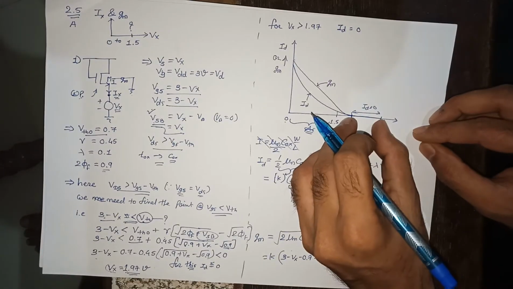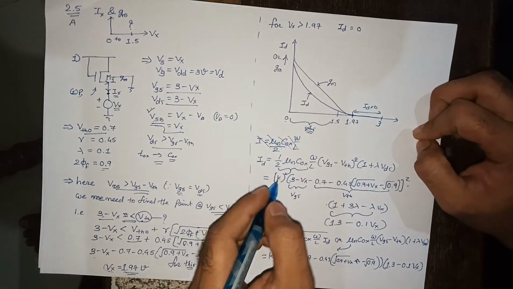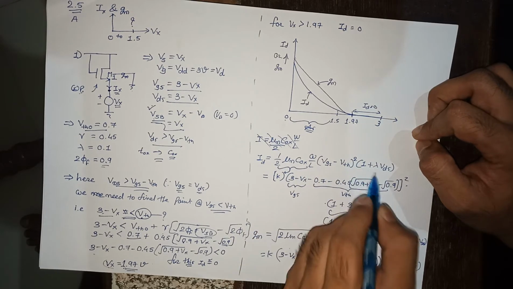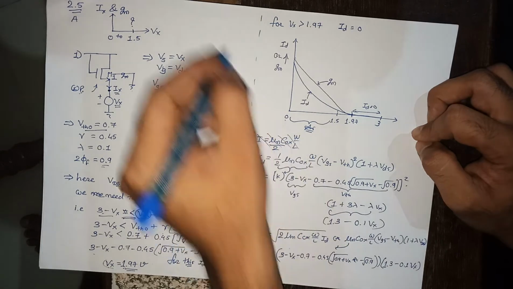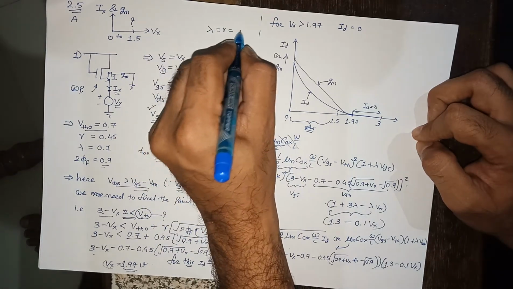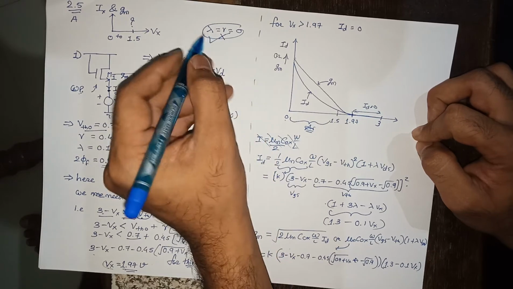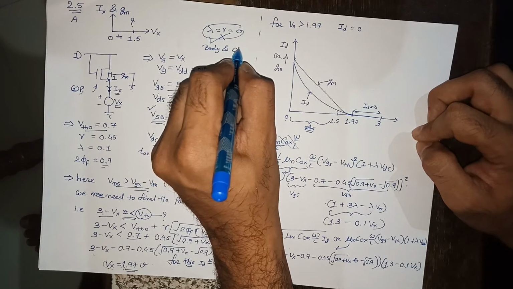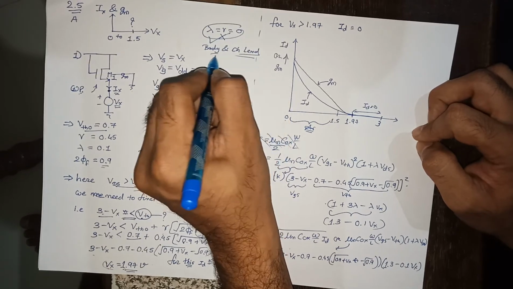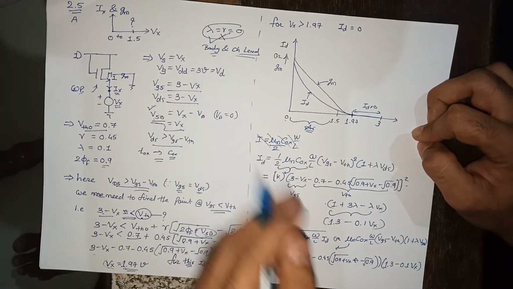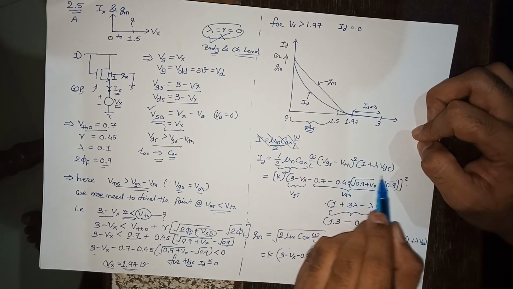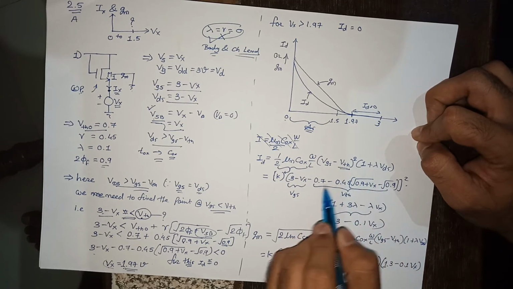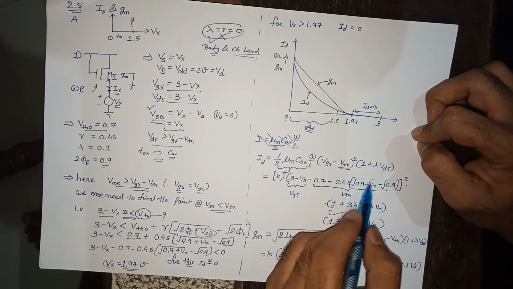Okay, so this part is clear. For this part, your current ID will be 1/2 mu N COX W by L, VGS minus VTH squared, into 1 plus lambda VDS. Here we are not considering lambda, and gamma is equal to 0. We are not considering this; we are including both body effect and channel length modulation. So your equation will be like this, and VTH is not your native threshold voltage. It will follow the equation of VTH with respect to body voltage.